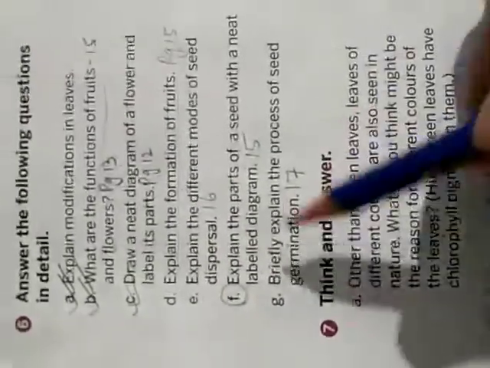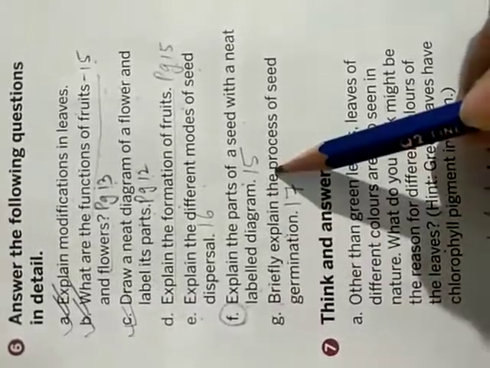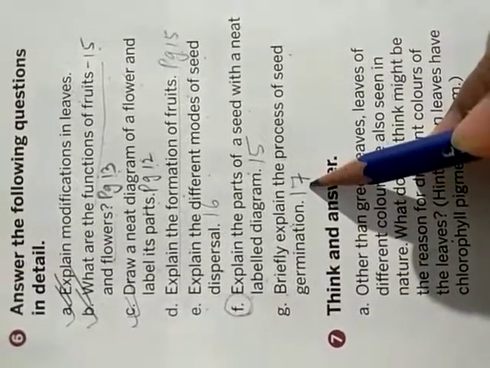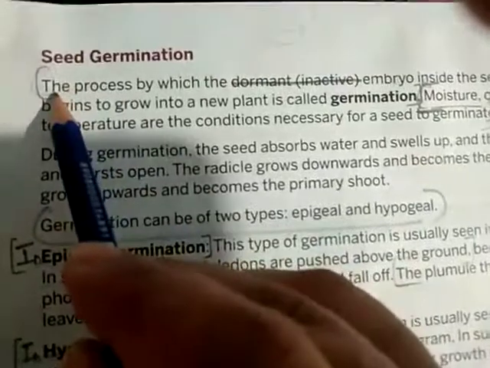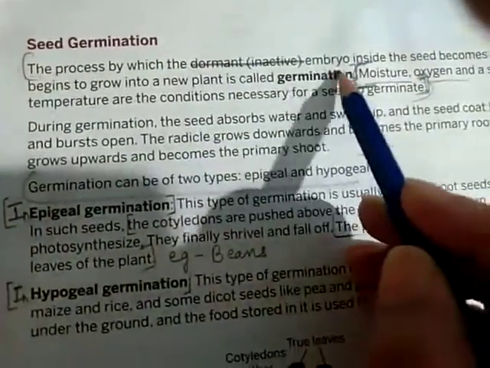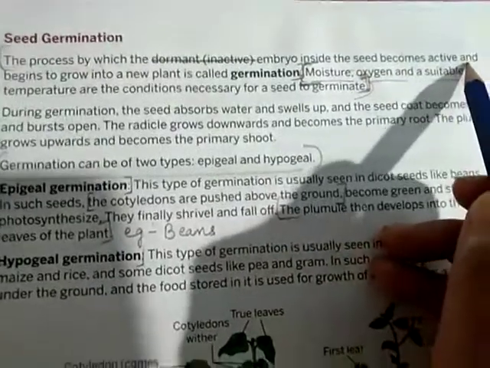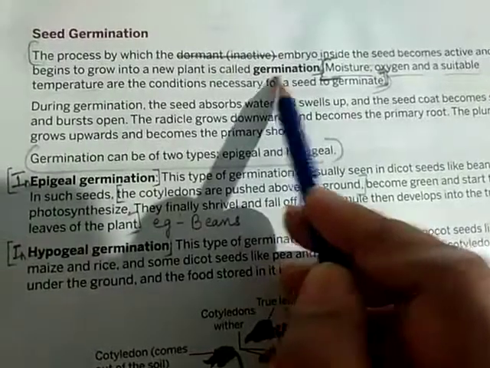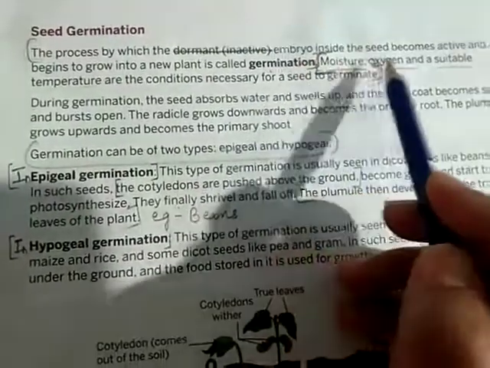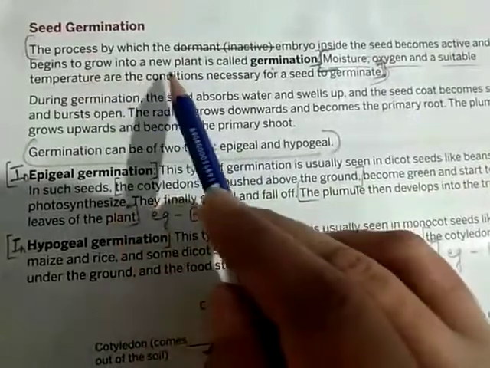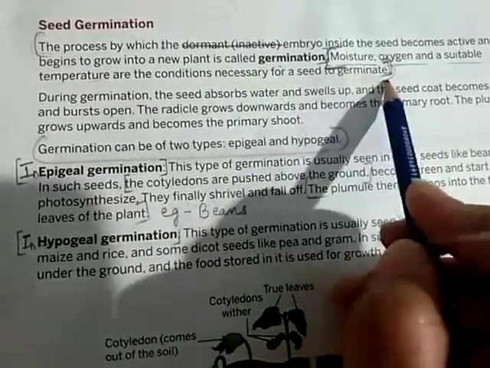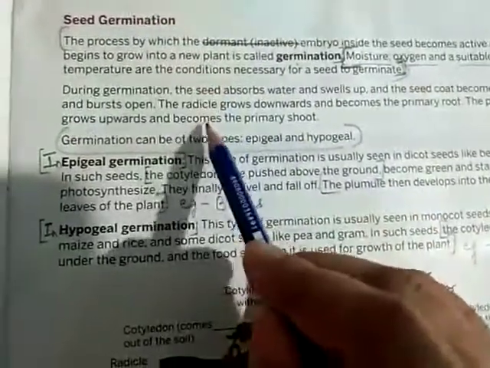Coming to question number 6G, briefly explain the process of seed germination. You can see the whole process in page number 17. The process by which the embryo inside the seed becomes active and begins to grow into a new plant is called germination. Point number 1. Moisture, oxygen and a suitable temperature are conditions necessary for a seed to germinate. Point number 2. You can skip the next paragraph. You can come here.